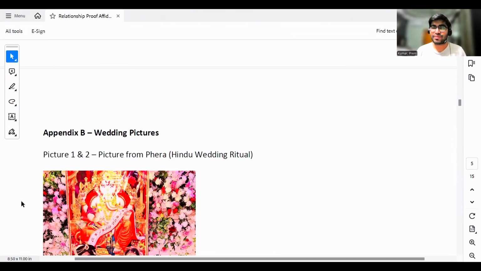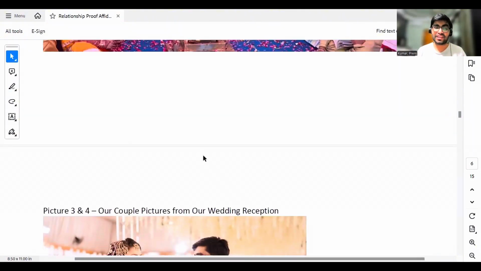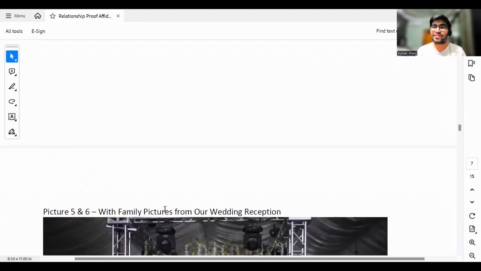Similarly, Appendix B, as we mentioned earlier, has our wedding pictures, pictures from Phera, which is a Hindu wedding ritual. Pictures 3 and 4 are our couple pictures from our wedding reception. And pictures 5 and 6 are from our reception as well, again with family.